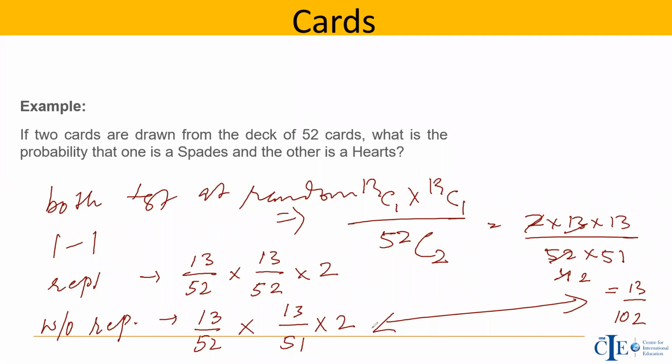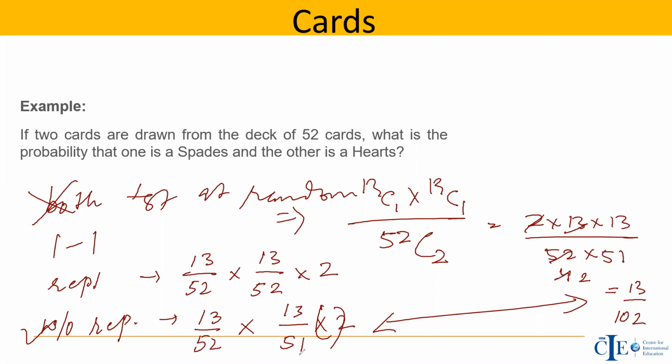If the order is given, the first is a spade and the other is a heart, then drawing at random doesn't matter because you need to follow the order. Then I cannot just randomly pick two, so this case will not exist. You have to simply follow this. The first one has to be a spade, 13 on 52.